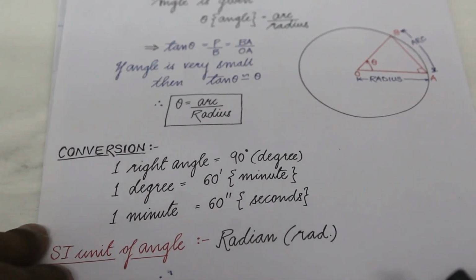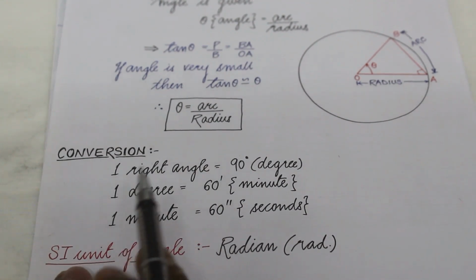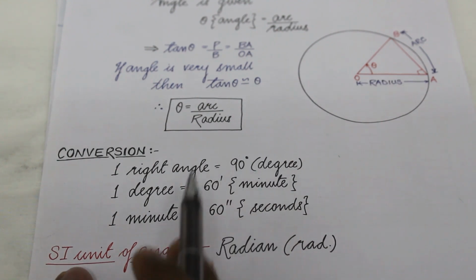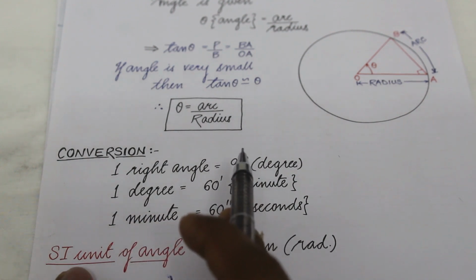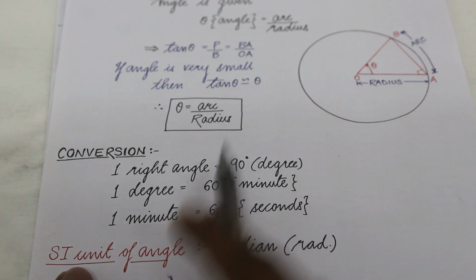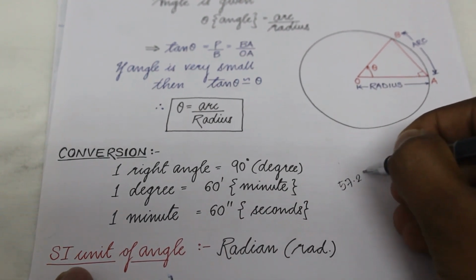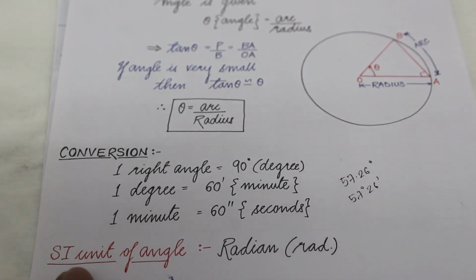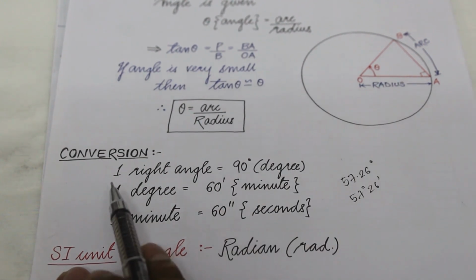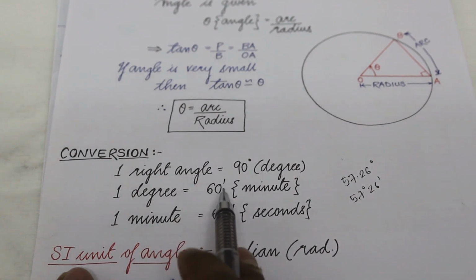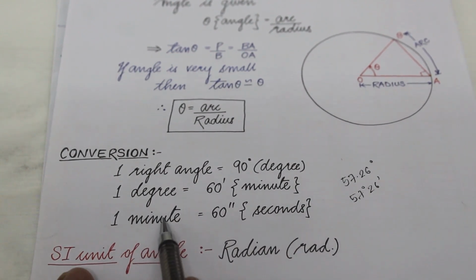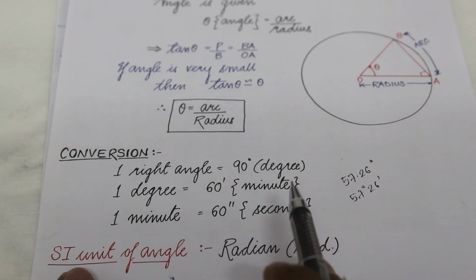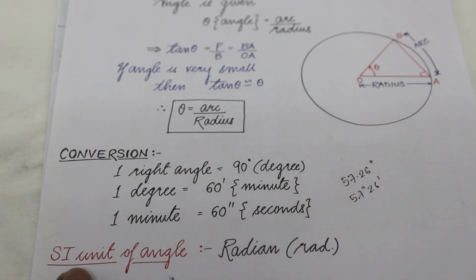Now moving on, there are some conversions. One right angle is equal to 90 degree. You all know this, that right angle is equal to 90 degree. What about 1 degree? See, there are certain smaller units. Instead of writing 57.26 degree, in fact it is written as 57 degree 26 minutes. So what does this minute indicate? So the conversion is 1 degree is equal to 60 minutes, and similarly 1 minute is equal to 60 seconds. These are the ways of converting an angle into smaller units.